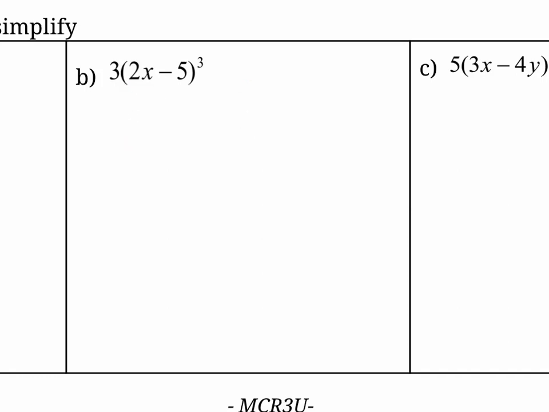So just think of what actually something to the power of 3 means. Well, if I have 5 to the power of 3, that just means 5 times 5 times 5. And if I have 7 to the power of 3, then it just means 7 times 7 times 7, which means that 2x minus 5 to the power of 3 is just 2x minus 5 times 2x minus 5 times 2x minus 5.